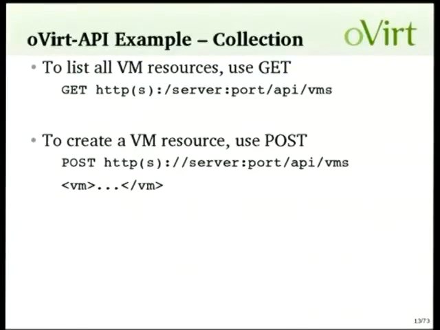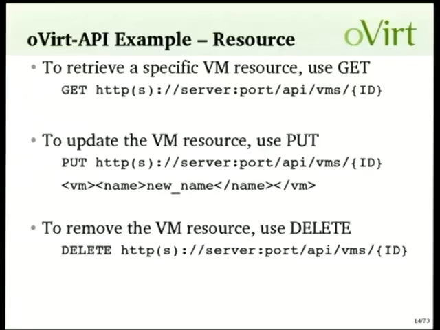To list all the VM resources, we just call GET on the URL /API/VMs. To create a VM resource, we use HTTP POST on the same URL, and we need to specify in the body the VM that we want to create. And to act upon a single resource, use GET on the single resource, it's the same URL, VM/the ID of the resource at the end.